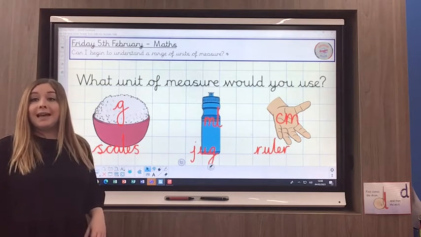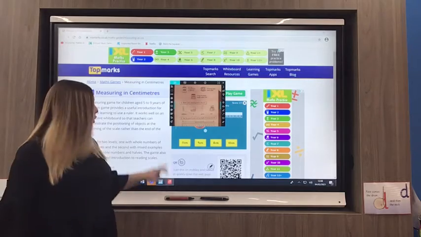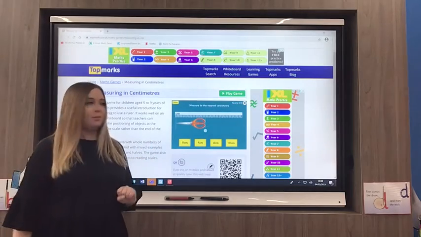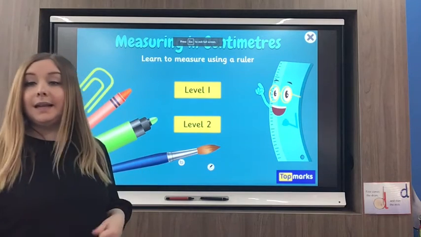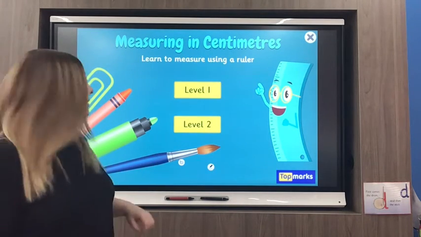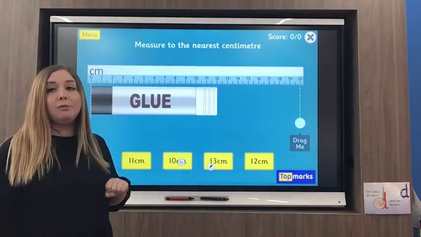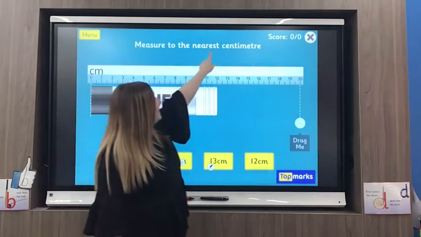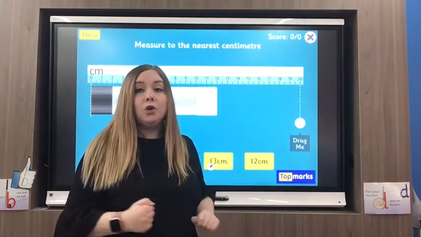Okay then, so your last question, Year 4, is asking you to measure some lines. And I found a game that we can play, and I'll send this link out to you so you can have a go at home as well. So, this is going to help us to measure in centimetres. We're finding out how long something is.